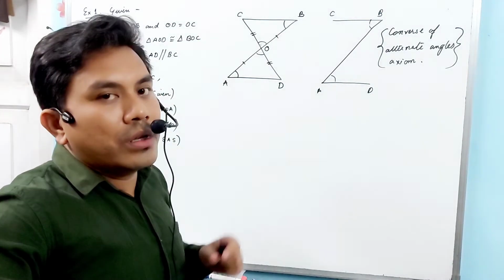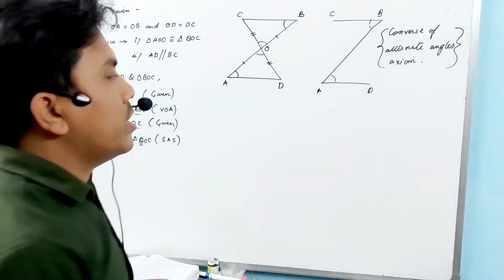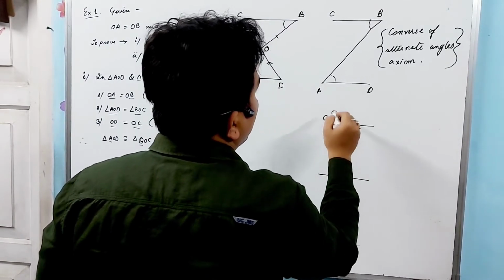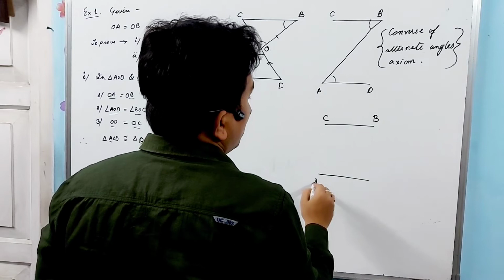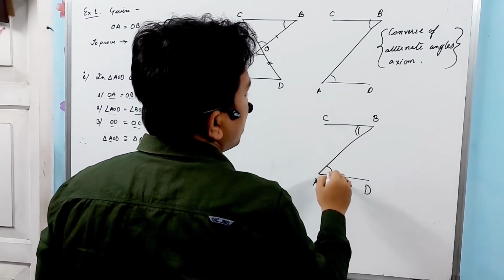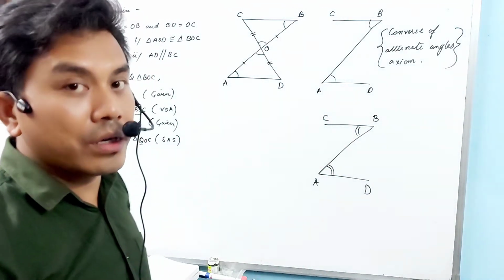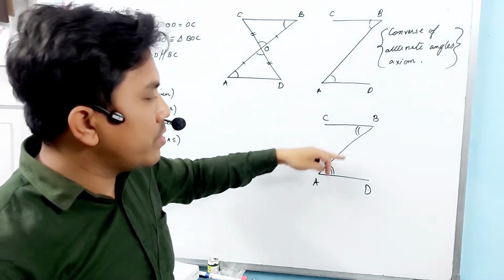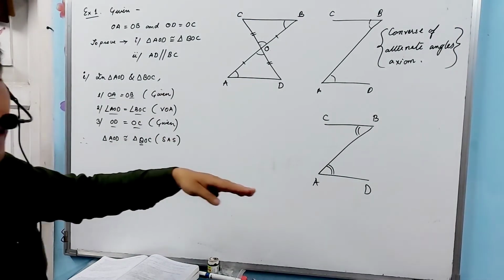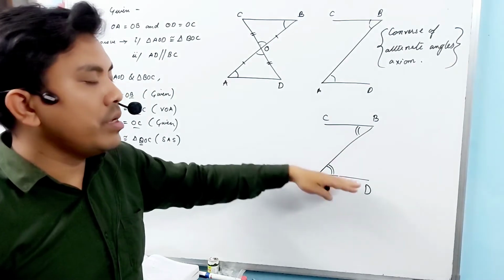Now converse means what? The reverse of the alternate angles axiom. The main axiom was, if two lines are parallel, if I consider the same one, if BC is parallel to AD and AB is a transversal, then these two angles will be equal. They will be equal and they are known as alternate angles. Now the converse will be, if these two angles are equal, then the lines will be parallel. Because when they were parallel, they were equal. Now if these two angles are equal, then they will be parallel.